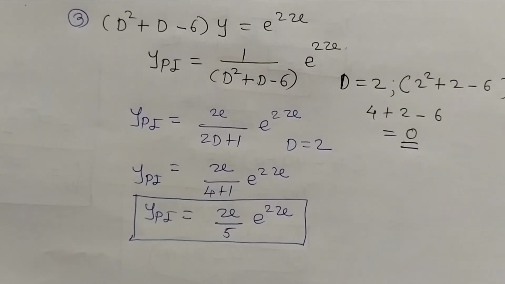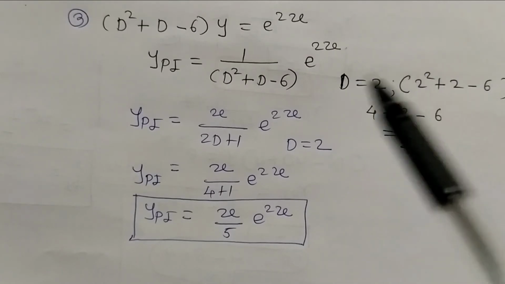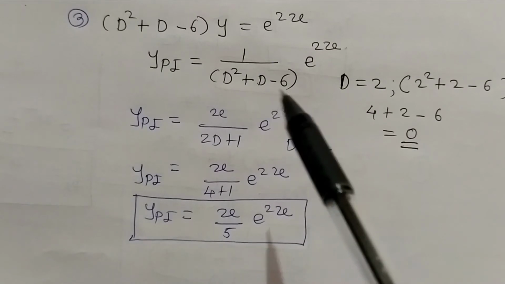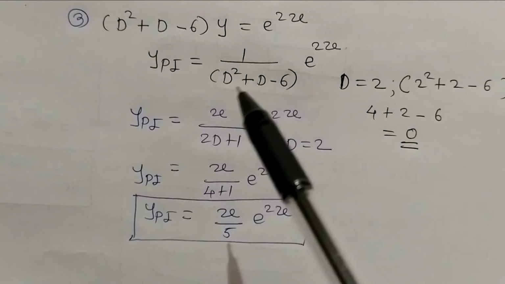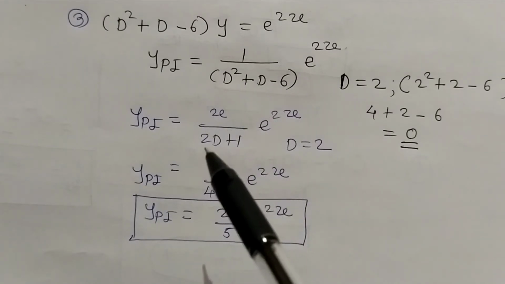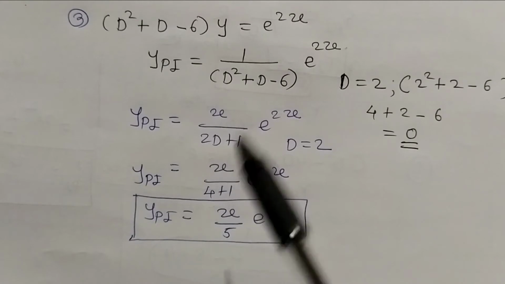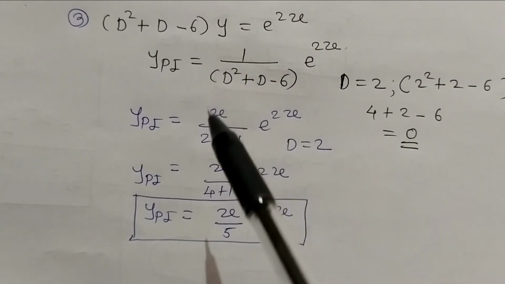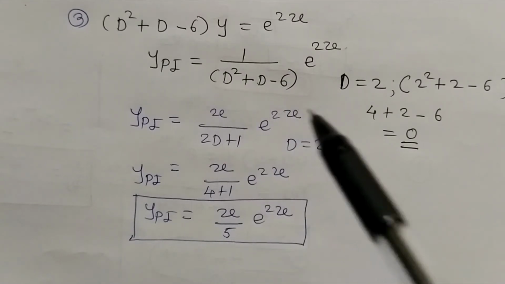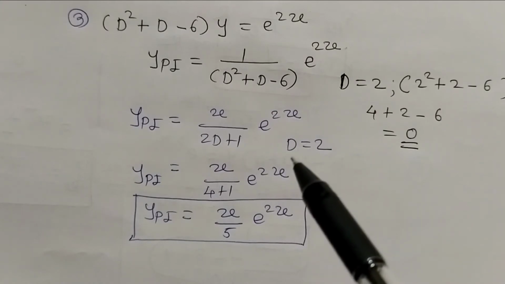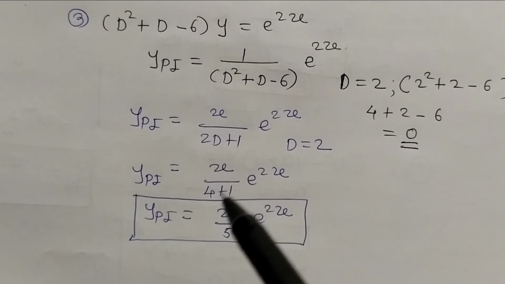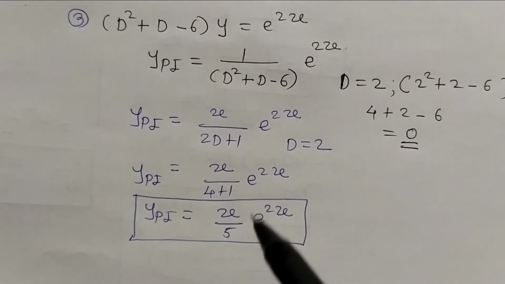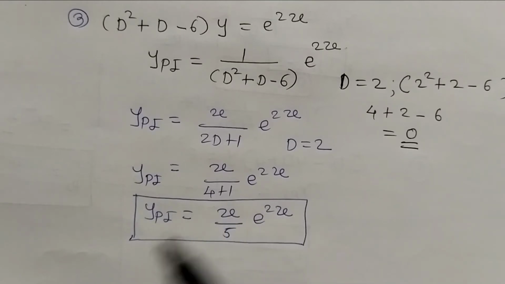When it becomes 0, then only we have to differentiate this denominator and add some x in the numerator. So when we differentiate this, it becomes 2D plus 1, and add some x into e raised to 2x. Then we put D equal to 2. So this is x, 2 into 2, 4 plus 1, e raised to 2x, that is x by 5 e raised to 2x. This is the solution of this differential equation.